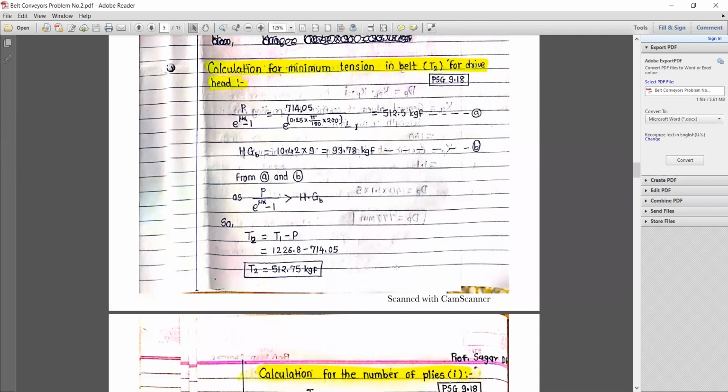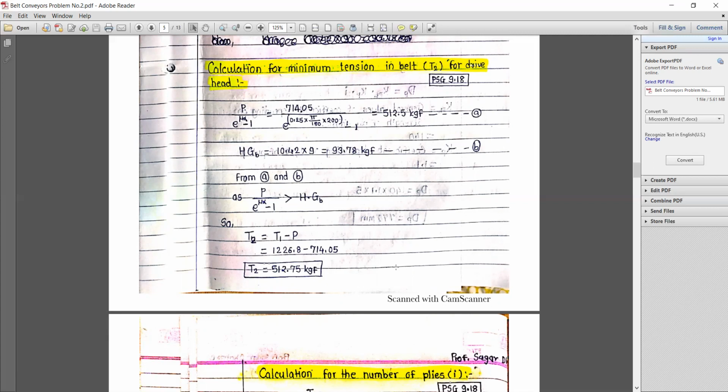Next one, calculation of the minimum tension in the belt, that is T2, for a driving head. Similarly, in the same column, you can refer to page number 9.18, but there is one condition. You must satisfy the condition that P divided by e raised to mu alpha minus 1 is always greater than the h into gp factor. So we need to see whether it is greater or lesser. First of all, calculate P divided by e raised to mu alpha minus 1.